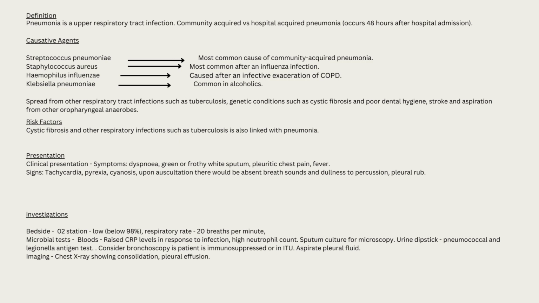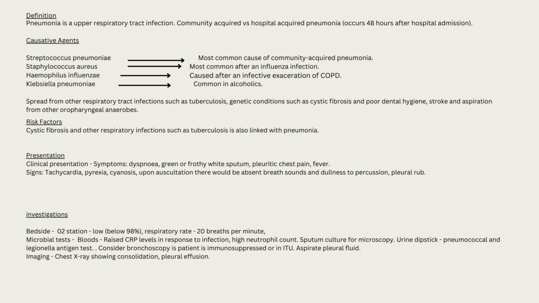Now, there are many causative agents. You can see down below the many types. There's Streptococcus pneumoniae, which is the most common cause of community-acquired pneumonia. Staphylococcus aureus often happens after an influenza infection, Haemophilus influenzae after an infective exacerbation of COPD, and Klebsiella pneumoniae is very common in alcoholics.